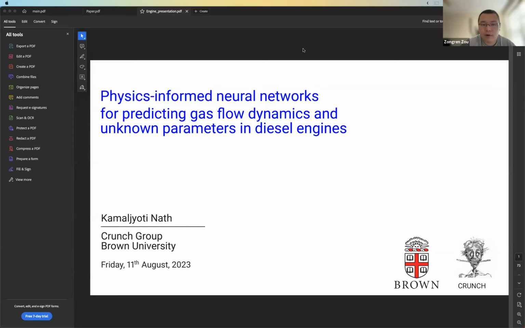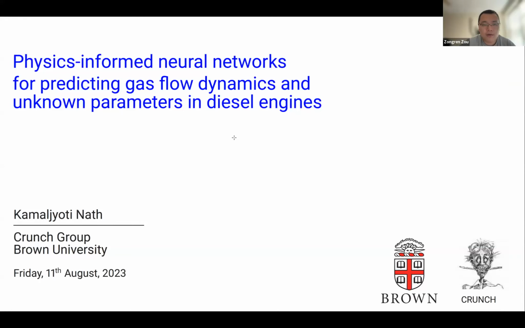Okay, now we move to our second talk. Our second talk is of two parts, about engine problems from Kamal and Varun from Brown University. Kamal is a postdoc in the Crunch group and Varun is a PhD student. The first part of the talk is about using PINNs for the engine problem, and the second part is using DeepONet for similar problems. So Kamal, you may want to start.